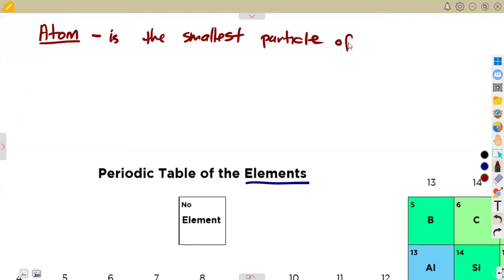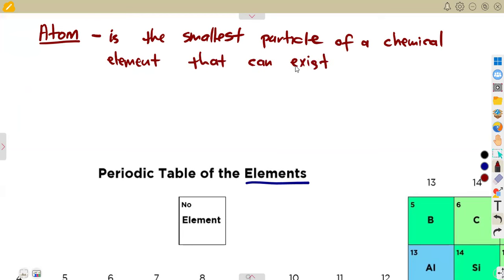The smallest particle of a chemical element that can exist. So we are simply talking about the smallest particle of a chemical element that can exist, meaning to say smallest particle. That's the major part that I want you to have in mind.